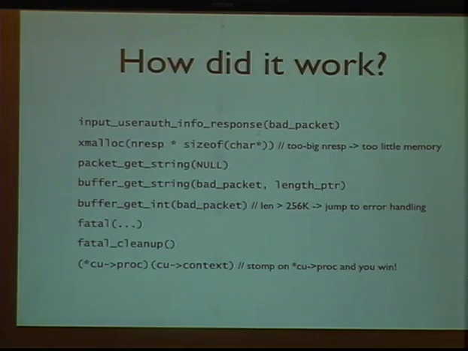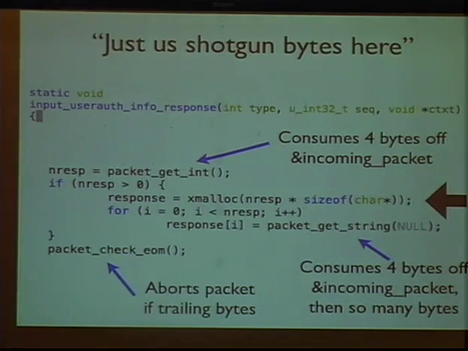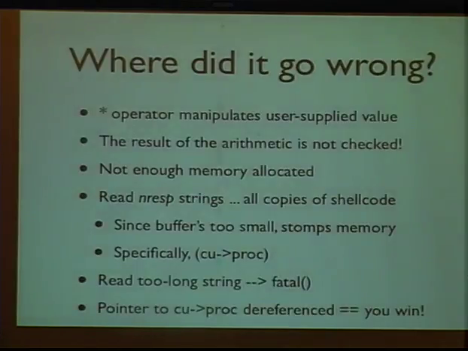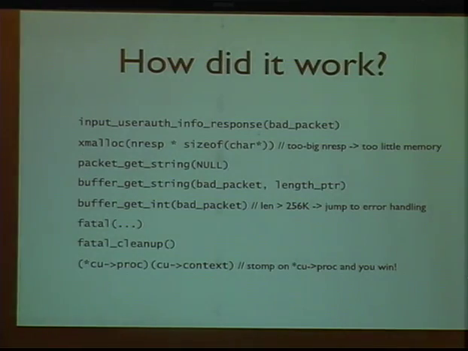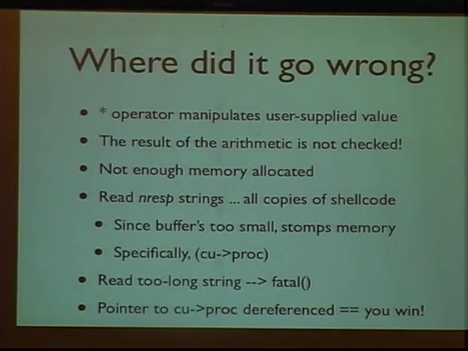So that when you bounce into fatal, because you deliberately sent a packet that was too long, so that it choked and said, nope, we're not going to take this, it looks too big. We fall into the execution handler, and because we laid down all that shellcode earlier, we stomped on the function pointer that gets called on the context of the packet, and the pointer gets dereferenced and you win. That's how you end up getting your shellcode called.